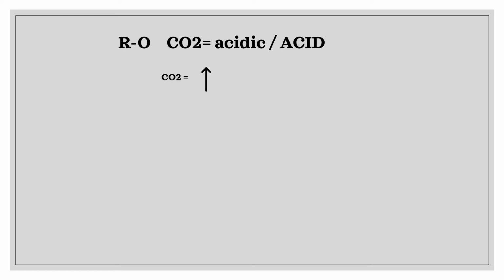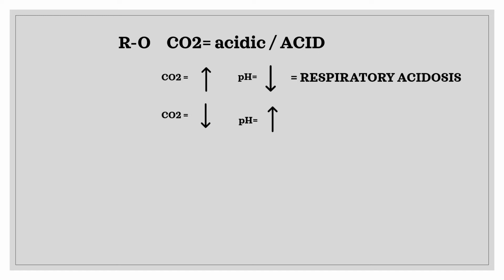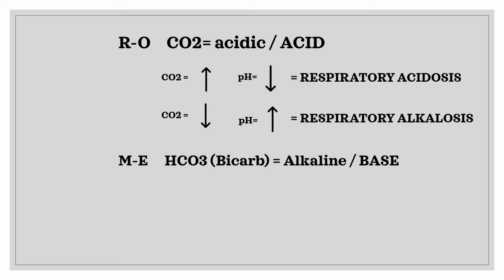So the CO2 would be elevated, the pH would be decreased, respiratory opposite, which would be respiratory acidosis. If the CO2 is decreased and the pH would also then be increased, this would be a respiratory alkalosis.